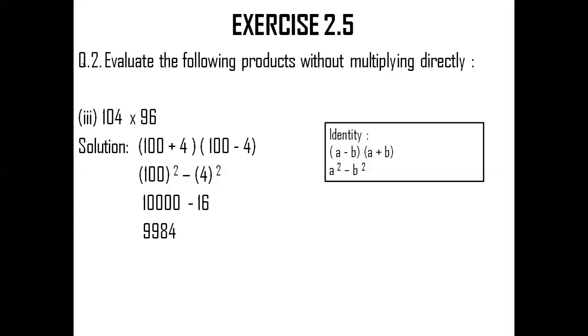So a square minus b square, that is 100 square minus 4 square. 100 square is 10,000. 10,000 minus 4 square, which is 16. So 10,000 minus 16, which happens to be 9,984. See how you can actually get the answer of 104 into 96 even without multiplication. Isn't it interesting? Yes. Now let's do question number 3 of exercise 2.5.